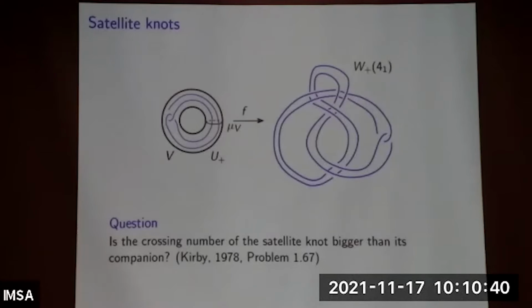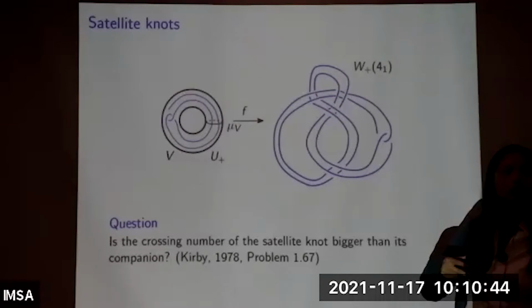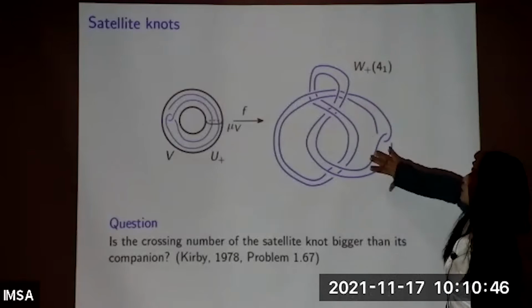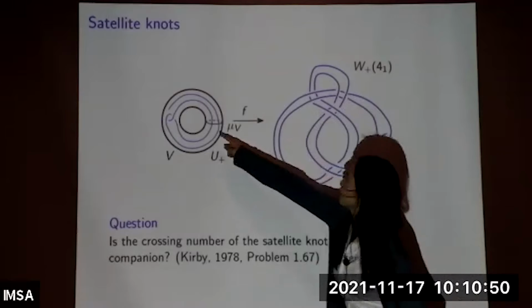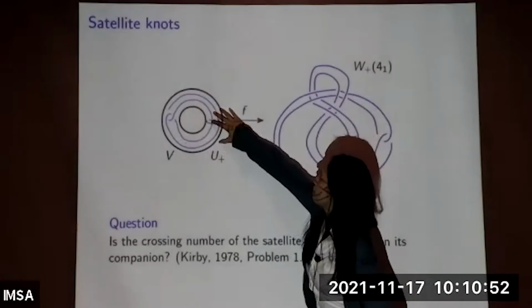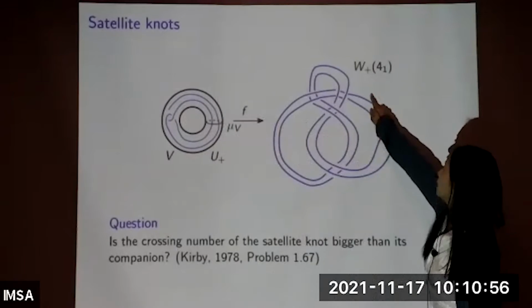Which one is the satellite? Which one is the companion? So there's a pattern and a companion. The satellite knot is the result, the tied up one on the right. The pattern is whatever is inside of it, the pattern that's being tied up inside of the torus. The companion is the figure eight.